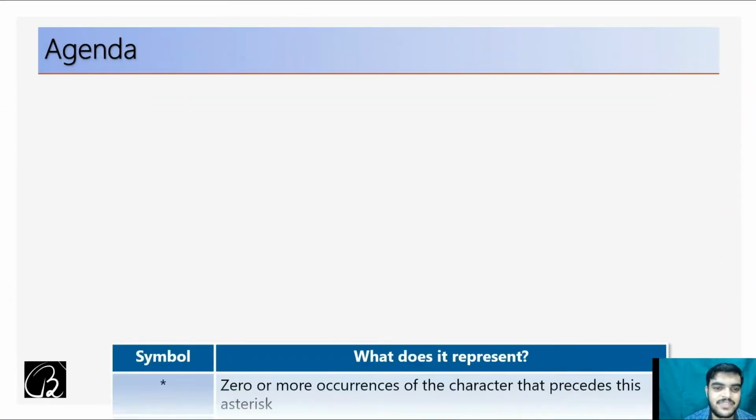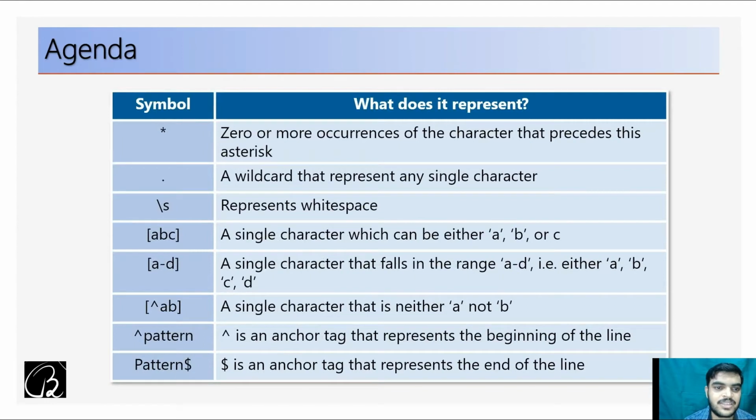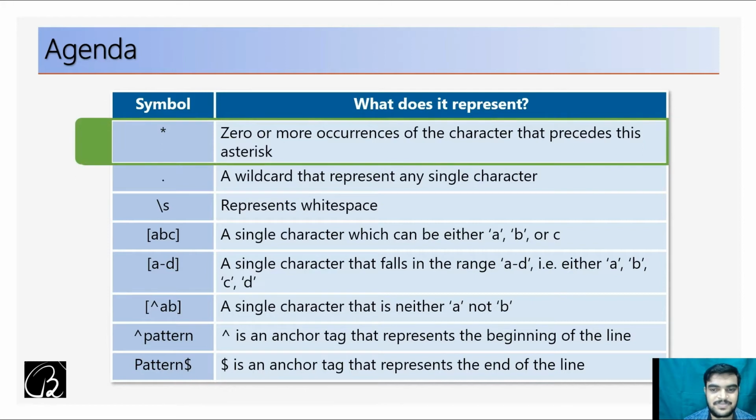In the previous video, we already learned about the asterisk, with an example. So let's recap it very quickly. It represents 0 or more occurrences of the character that precedes the asterisk. In the last video I showed you one example with a star, or asterisk, that means 0 or multiple occurrences of a, right? So I can say the first symbol is done.